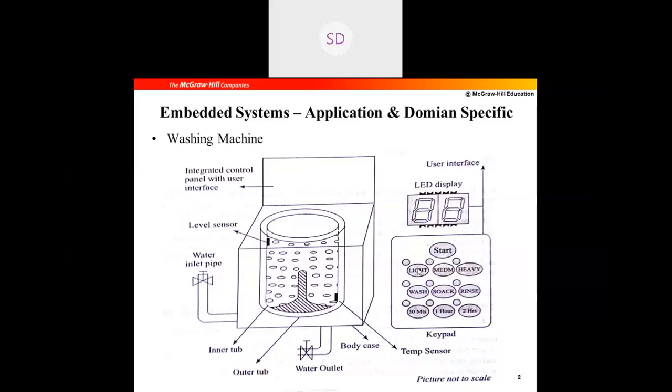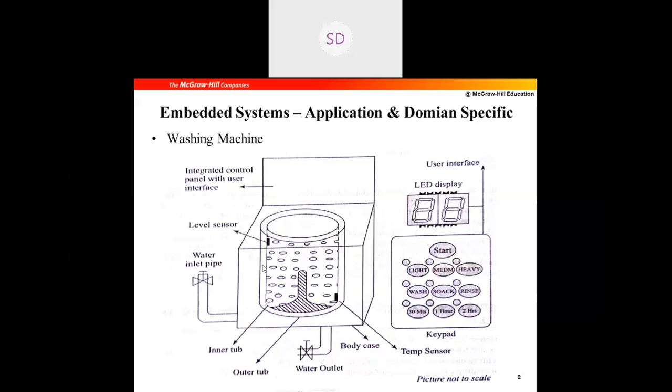Which are the actuators? Actuators are nothing but this spinning tub, right? A motor here as well as a water inlet, right? The water inlet pipe, this one, right? All these will be controlled, and there is a level sensor to detect the level of the water.